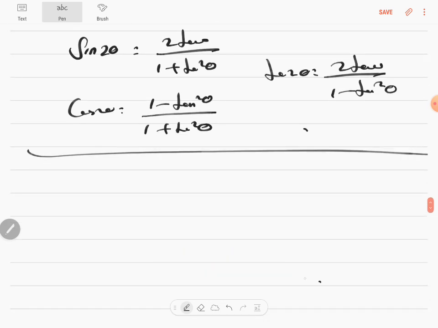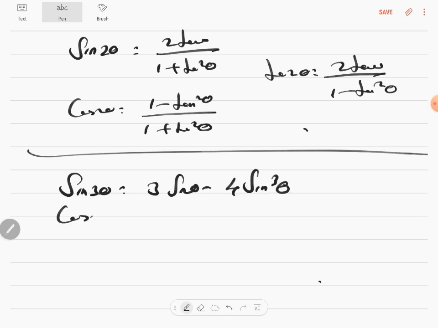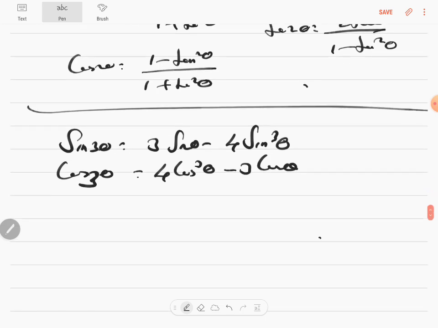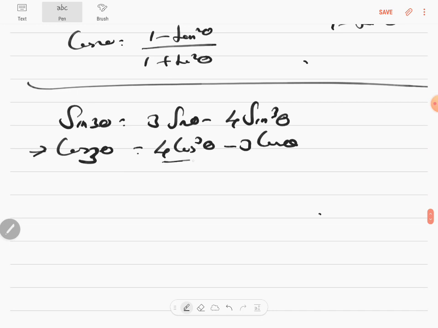Okay, let me teach you the sin 3 theta formula. Sin 3 theta is like a bad boy, so he won't work hard at the beginning: 3 sin theta minus 4 sin cube theta. Cos 3 theta will be 4 cos cube theta minus 3 cos theta. He'll work hard, good boy. Work hard, 4 cos cube theta minus 3 cos theta, and at the end it'll be easy for him.